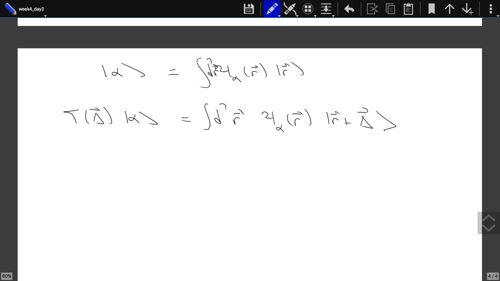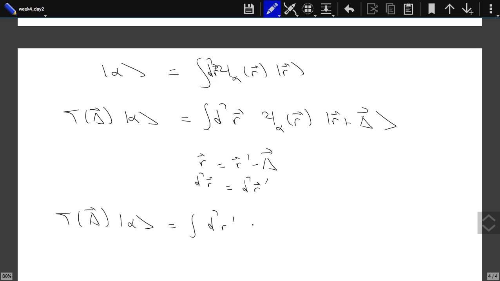Now I can make a change of variable. Let me just call r as r prime minus delta. And so d cubed r is equal to d cubed r prime. My measure doesn't change. So T of delta acting on alpha is equal to the integral d cubed r prime psi alpha of r prime minus delta times the ket r prime.